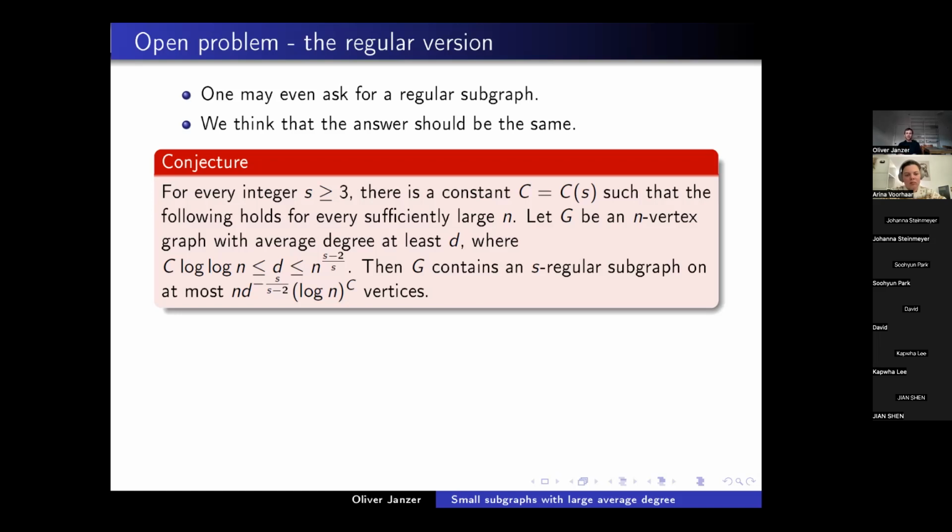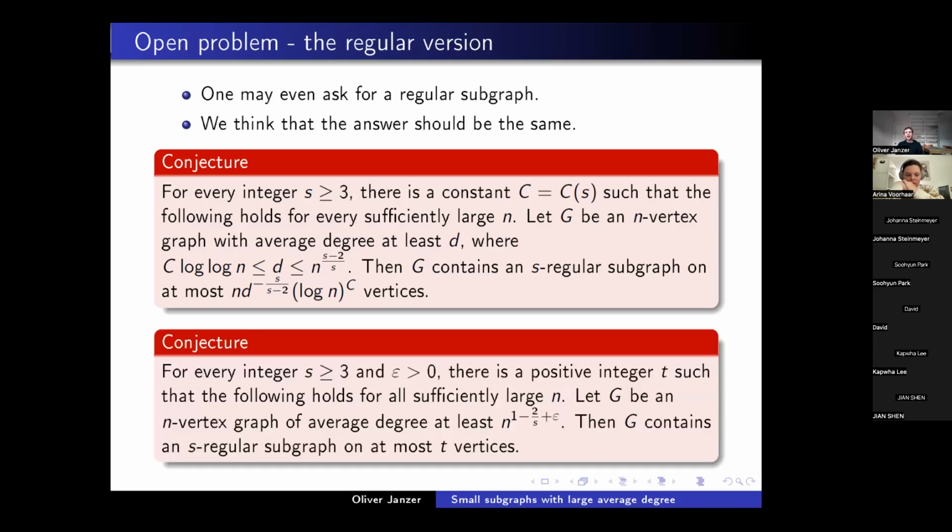It was proved quite recently by myself and Benny Sudakov that the average degree condition, d at least log n, is sufficient to find an s-regular subgraph. But our approach doesn't say how small that subgraph is. So we know how to find an s-regular subgraph, but we don't know how to find a small s-regular subgraph, one that's as small as this bound.